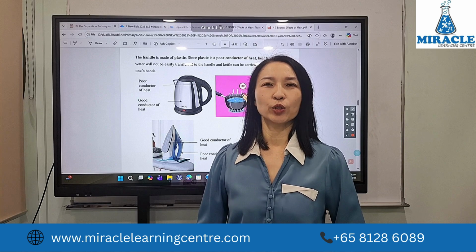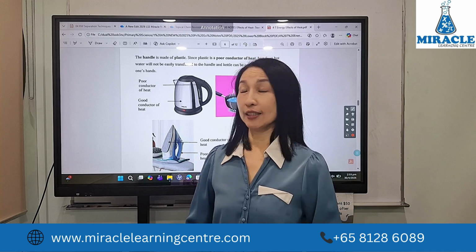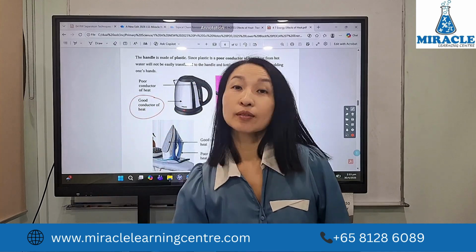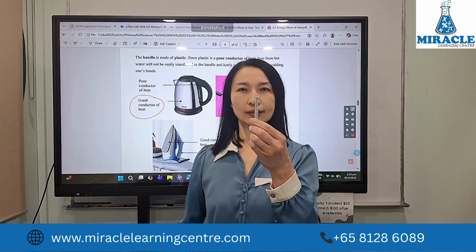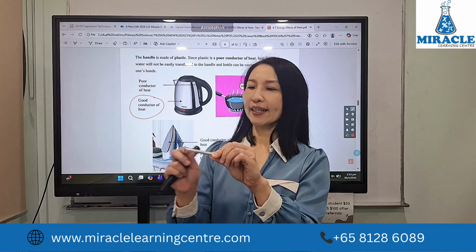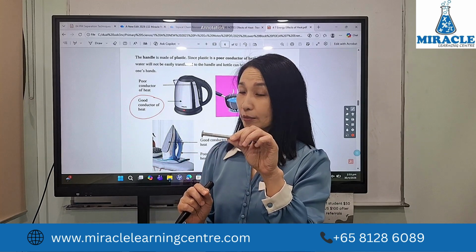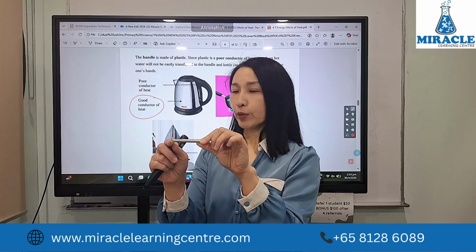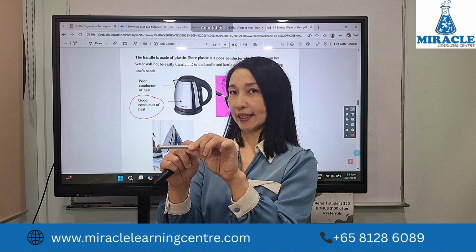Let us take a look at good conductors of heat and poor conductors of heat. So good conductors of heat, we know that most of the time they are metals. If I heat a metal from one end, it will get hot very easily because it is a good conductor of heat. That means it can conduct heat very quickly from one end to the other end.